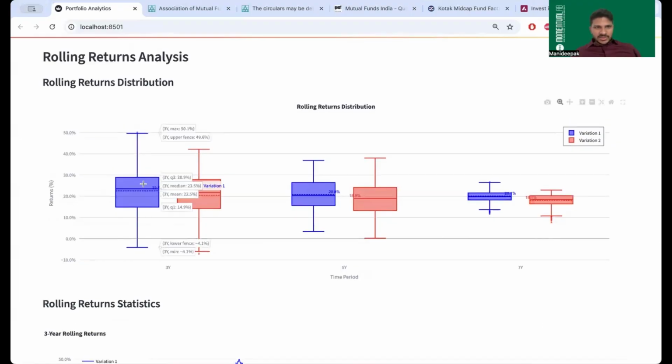These are the 3-year rolling returns. The median 3-year rolling return is about 23.5%. So if you're lucky, the 3-year max of 50% is what you get. The 3-year minimum, if you're unlucky, is about minus 4.1%. This is slightly better than the benchmark, which did about 21%, which is the 3-year median for the benchmark, with a max of 42% and a 3-year minimum of minus 7%.